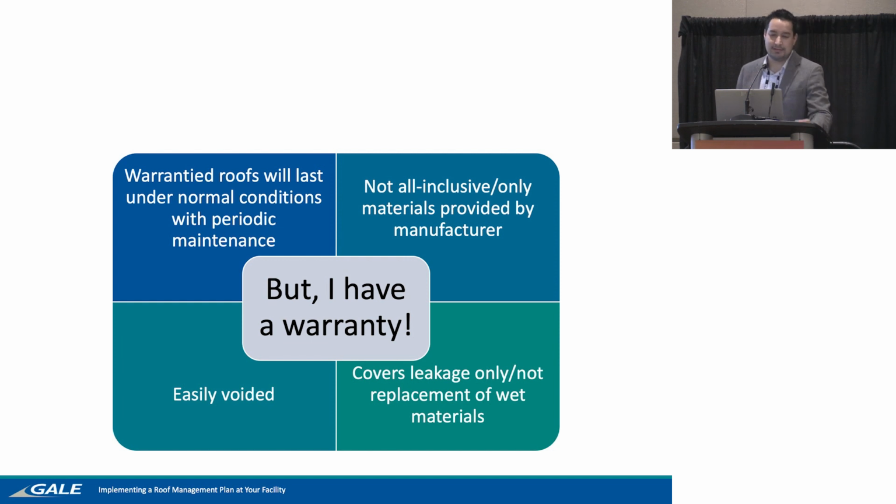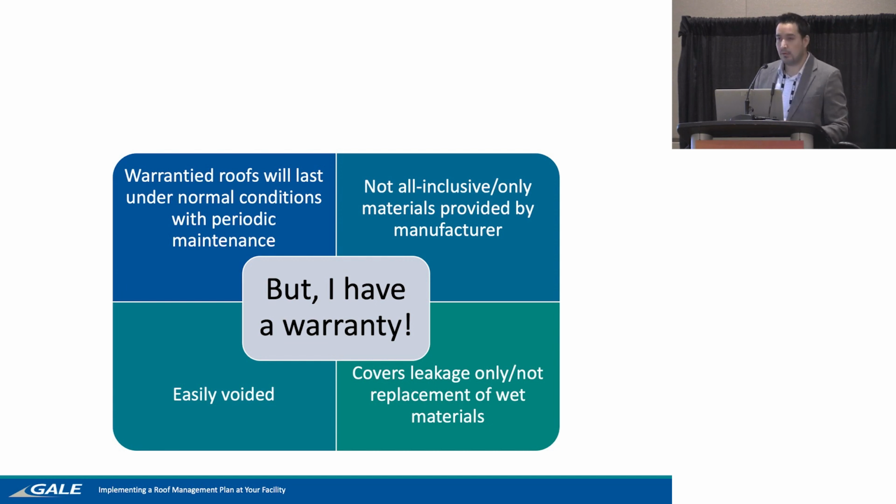But I have a warranty. Okay, so warranted roofs will last under normal conditions with periodic maintenance. I don't even know what that means. That's a very vague term. It's not all inclusive. So the manufacturer is going to say, okay, yeah, that's our roof. We will pay for the materials. You guys have to pay for the labor to put it up there. And then they'll only cover the leak.